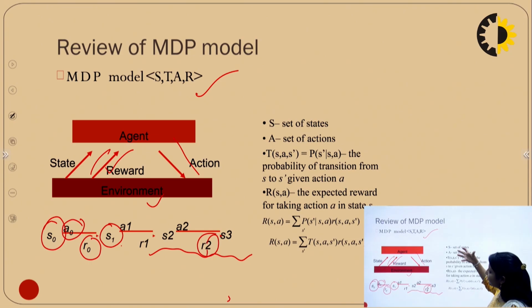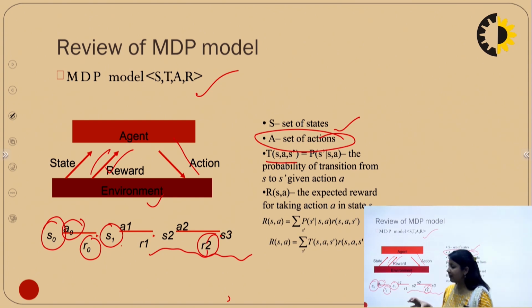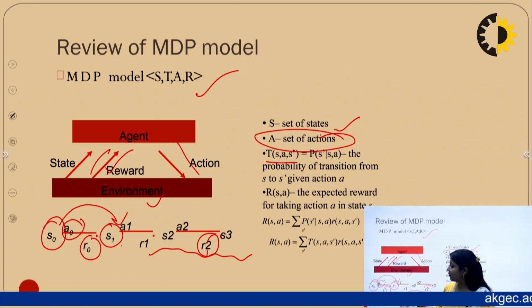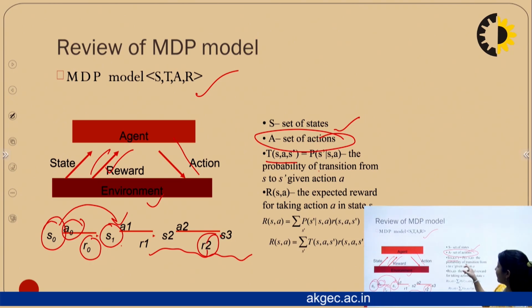So S is what? S is the set of states. We have to give one set of states: how many states are there in the environment, and the set of actions, how many actions we have to perform. Then we have T, the transition function. This is the probability of transition from S to S dash. So how will the agent learn from moving from state S0 to S1, what action has to be performed in which direction? It will calculate the probability of transition from S to S dash when performing action A.